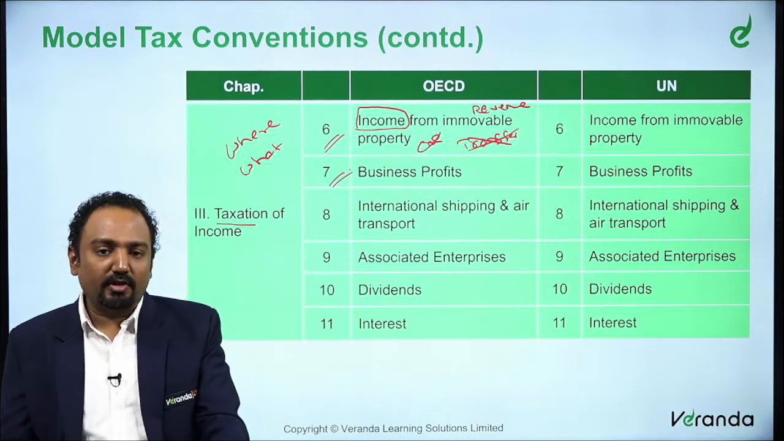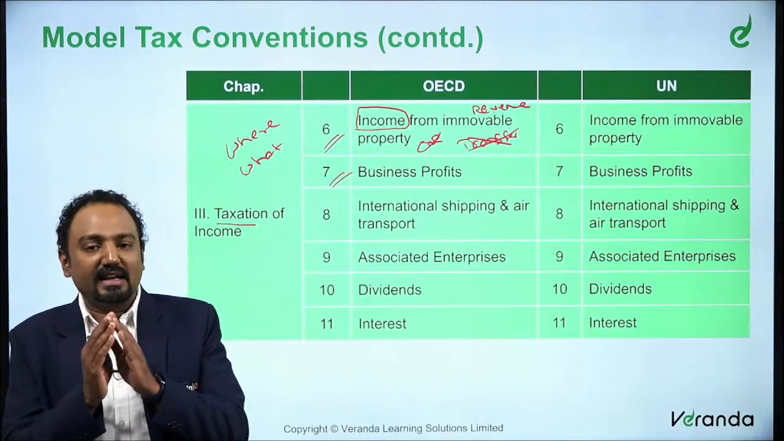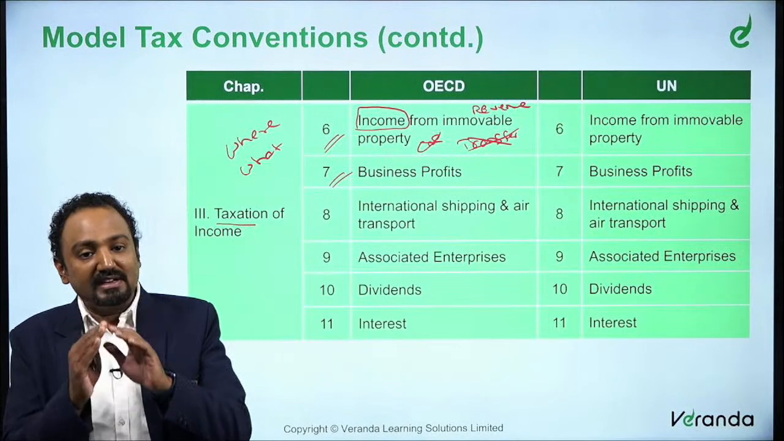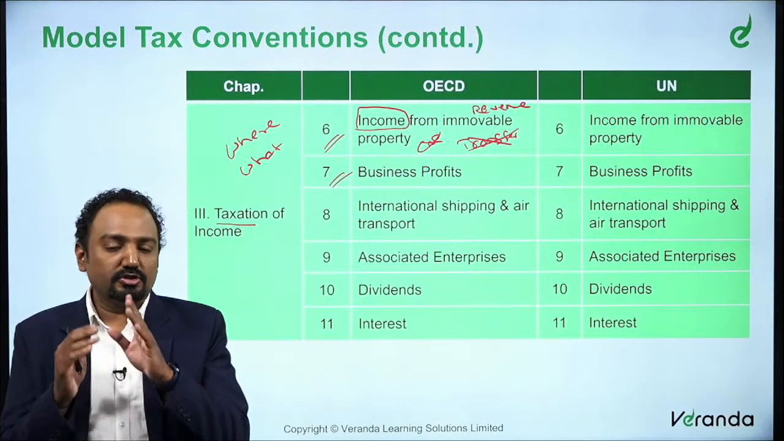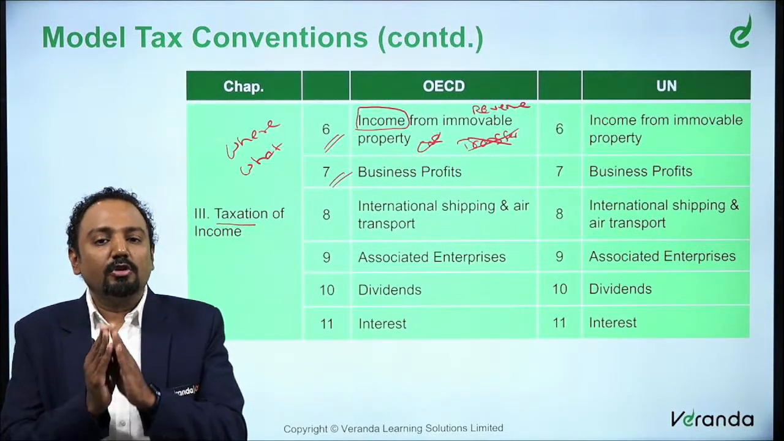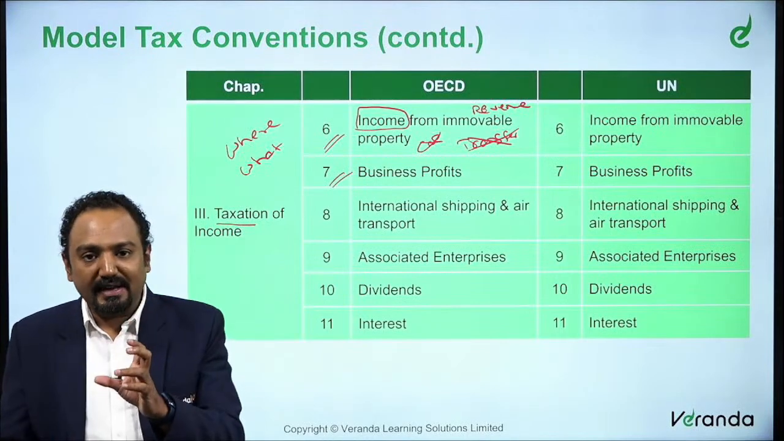Article 7 is business profits. So what is exactly a business profit, and when is it taxable in a particular location? This is what is discussed in business profits. So what is the income that must be taxable?